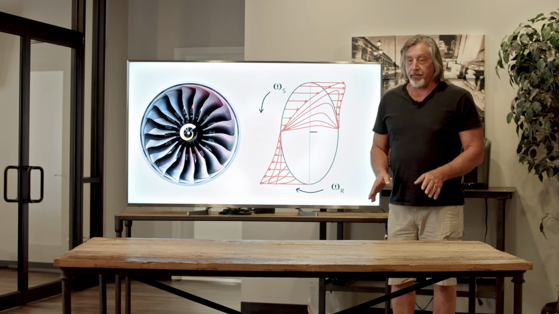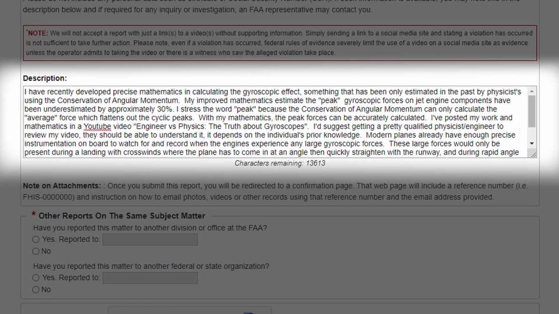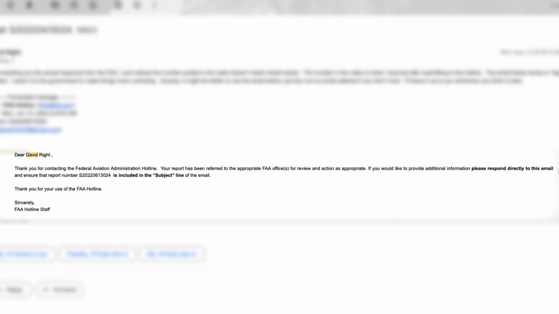I did notify the FAA about all this using their website hotline. Here's what I wrote them. And they did respond, and here's their response with the case number.